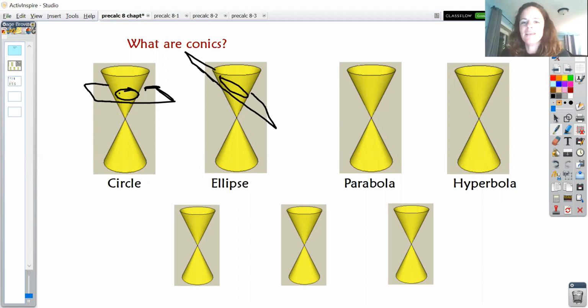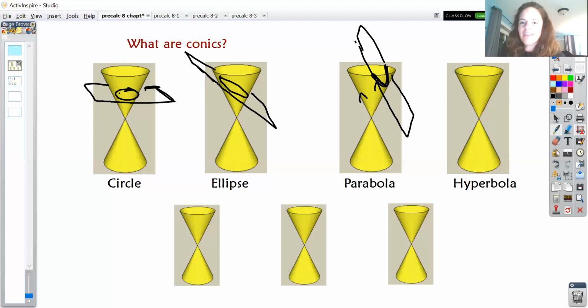If we slice parallel to the slant of the cone, see how those two are parallel? If we slice parallel, we get a parabola, parallel to the slant of the cone. Coincidence? No. And so here's what the parabola would look like. And remember, it would continue forever because the cone is going to continue up forever.